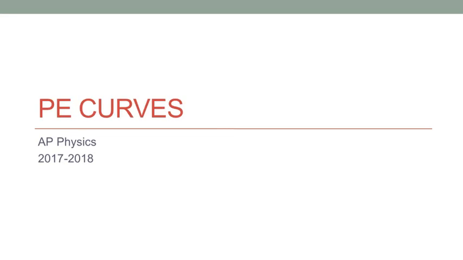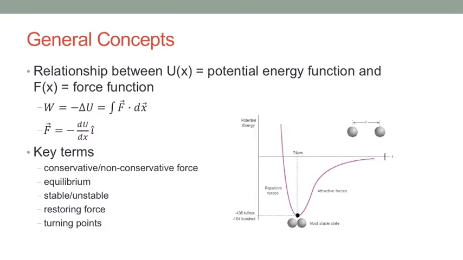So here we're going to review some of the key ideas about potential energy curves. First, some general concepts. We have two functions. One is the potential energy, and the other is the force function. They're related because the work done by a force is equal to the loss in potential energy, which is to say when a force does work, the associated potential energy has to go down.